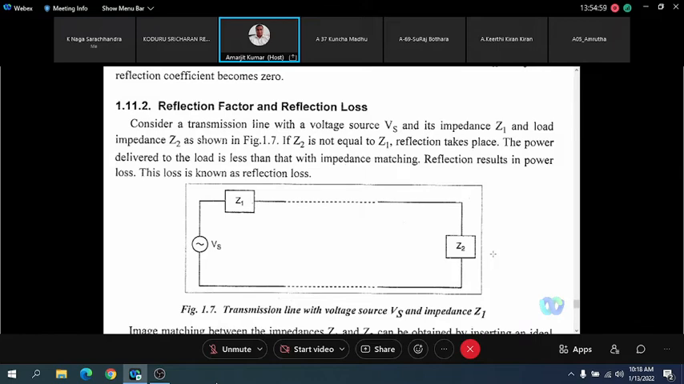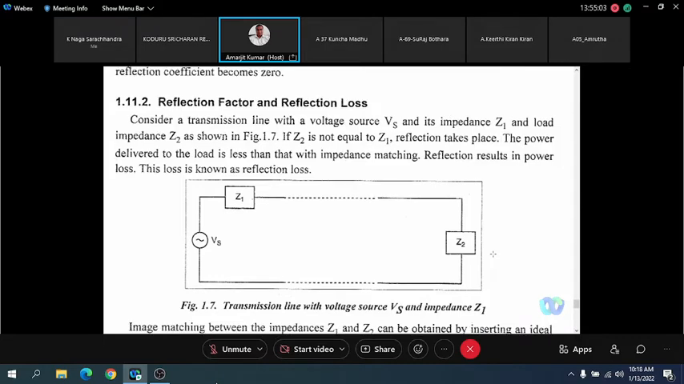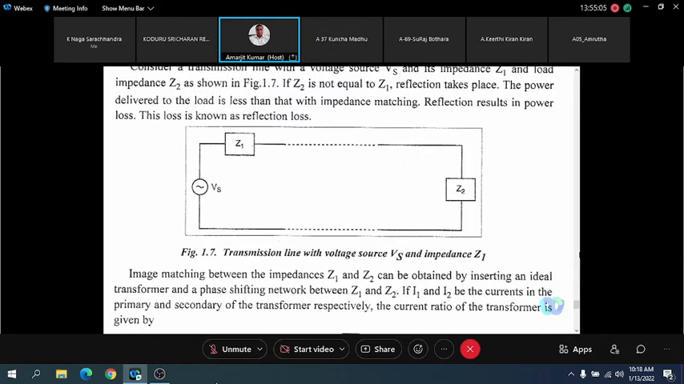Because of reflection, there will be power loss. That is known as the reflection loss. So this reflection due to impedance mismatch results in power loss. That is known as the reflection loss due to impedance mismatch between the load and the source.